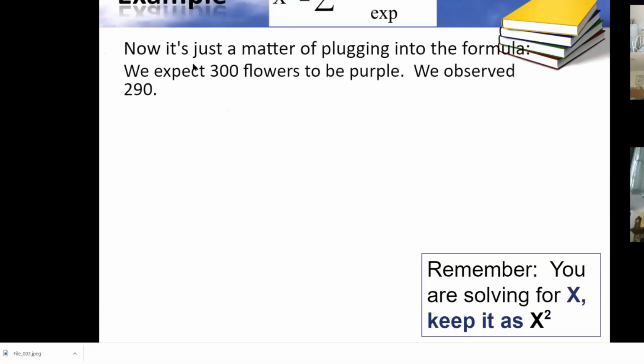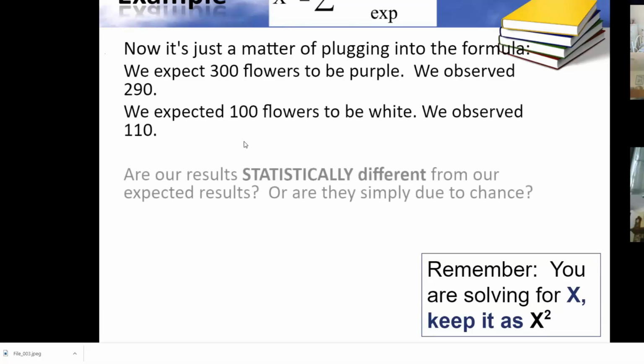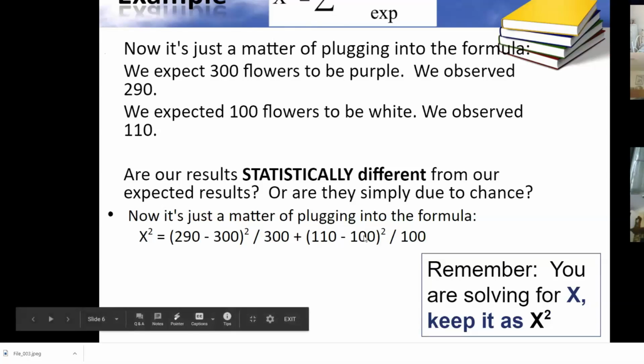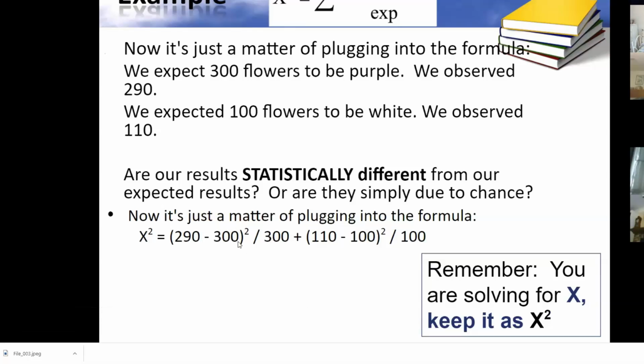Now we just plug in our numbers. We expected 300 purple, we observed 290. We expected 100 white, we observed 110. So we're going to set this up. 290 minus 300 squared divided by 300 is one set. We're going to add that, that's my sigma sum, to the white. So this is the purples and this is the white: 110 minus 100 squared divided by 100.